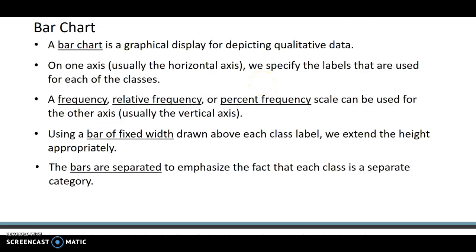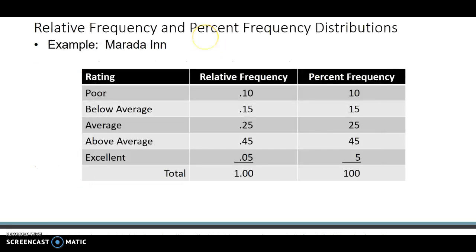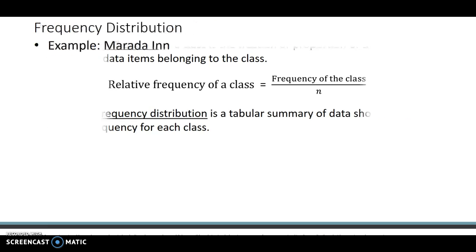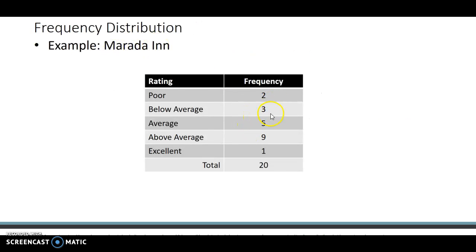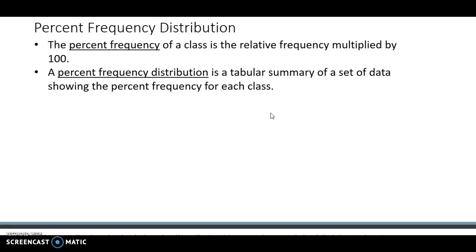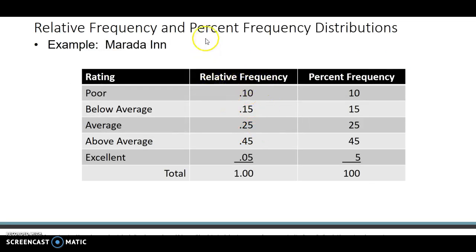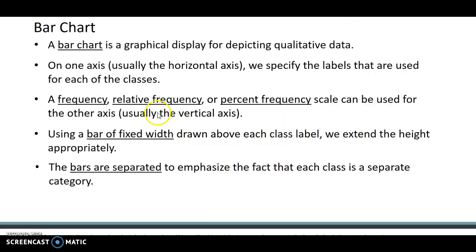The next thing we're going to look at is a bar chart. We can graph the frequency distribution. Going back here, we can graph the relative frequency, going to this part of the second table, or the percent frequency in a bar chart. We use a bar of fixed width drawn above each class. We extend the height appropriately. The bars are separated to emphasize the fact that each class is a separate category.